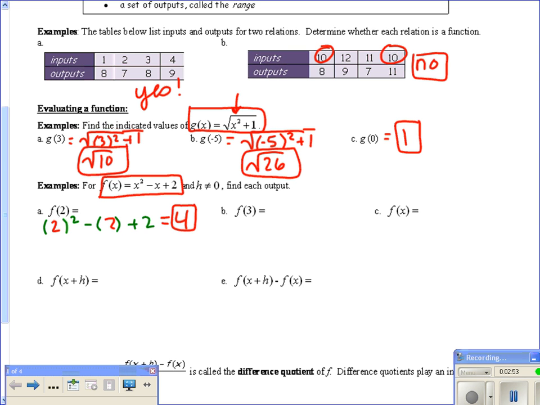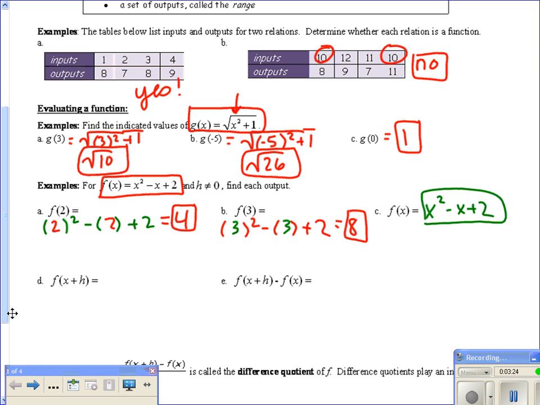For b, we're plugging in 3, so I like to do, again, the same thing, so parentheses around everything I'm plugging in for x. And this time I'm plugging in 3. So when I plug in 3, I simplify this, and I end up with 8. Now for the next one, notice that it says f of x. Well, that just means I'm plugging x in for x, which ends up giving me the original equation, the rule of the function, which was x squared minus x plus 2.